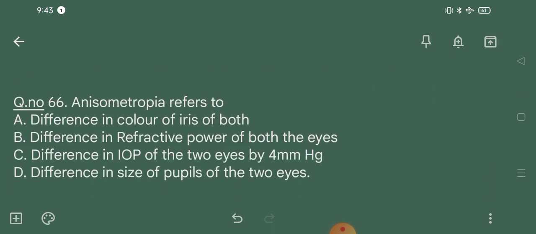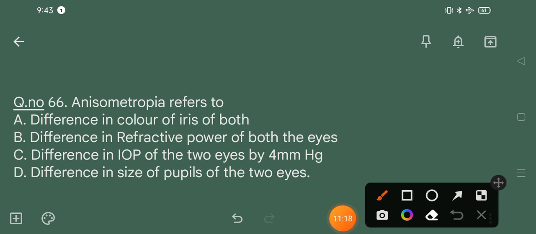Question number 66. Anisometropy refers to option A, difference in color of iris of both, option B, difference in refractive power of both the eyes, option C, difference in IOP of the two eyes by 4 mmHg, option D, difference in size of pupils of the two eyes. The correct option is option B, that is difference in the refractive power of the two eyes.